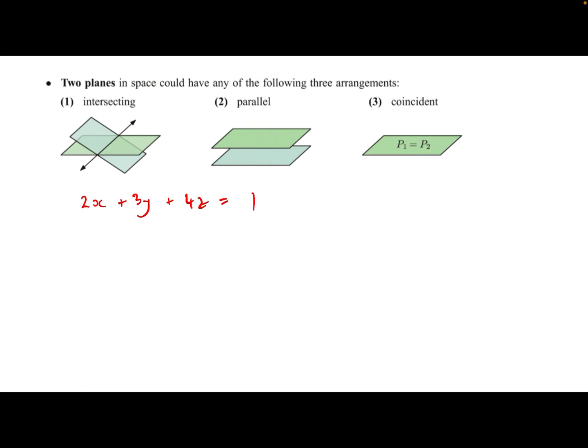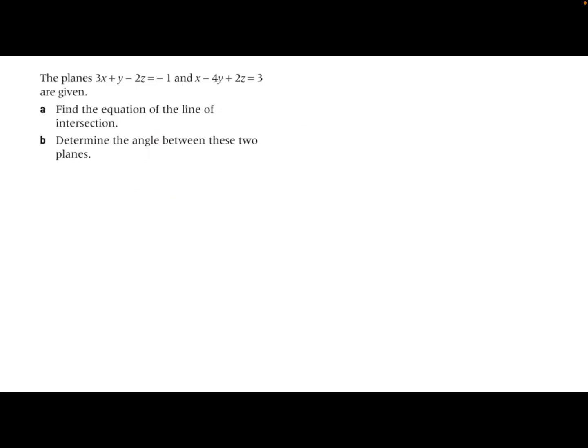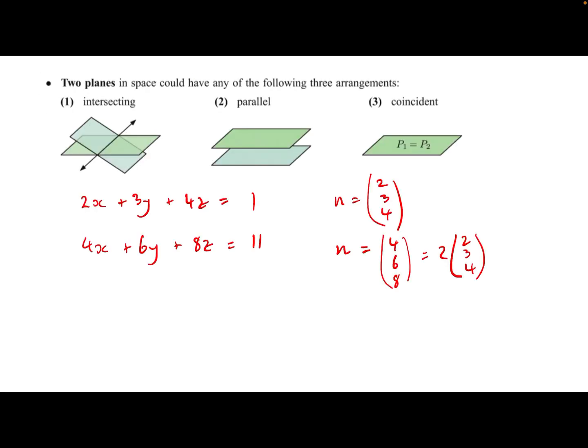That means that the normal to this plane is equal to (2, 3, 4), and we might get another plane that has 4x plus 6y plus 8z equals 11, for example. Well, the normal to that plane is (4, 6, 8), which is the same as two lots of (2, 3, 4). So we can see that the direction of the normal vectors of each plane are the same.